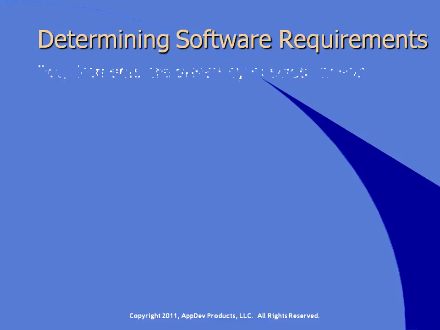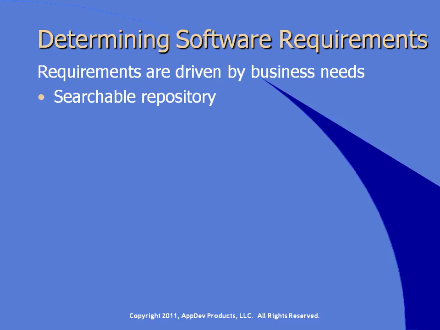Determining software requirements. Business needs drive all of the requirements in a software development project. Let's take a look at some potential requirements from a project plan. Provide a searchable repository for corporate documents. Make common forms and policies easily accessible to employees from home in a secure way.